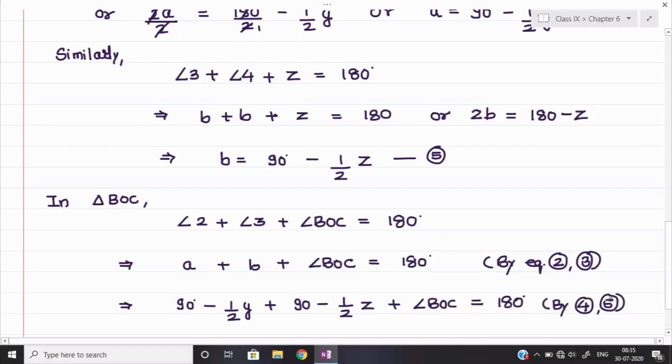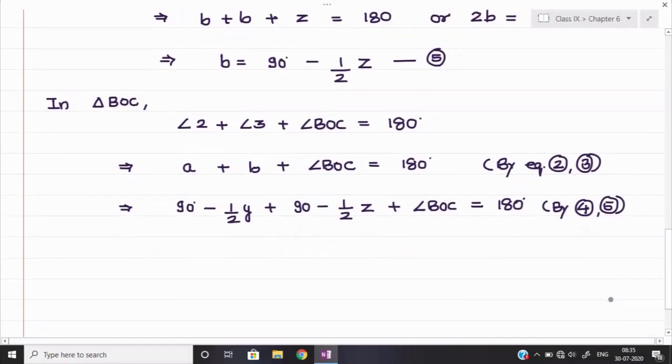Okay, now 90 plus 90, what can it be? 90 plus 90 will become here 180 degrees. So 90 plus 90, I will write down 180, minus 1 upon 2. I am taking common from y and z. So minus 1 upon 2, if I take common, since the minus sign is also taken common, remaining here is only y plus z, plus angle BOC is equal to 180 degrees.